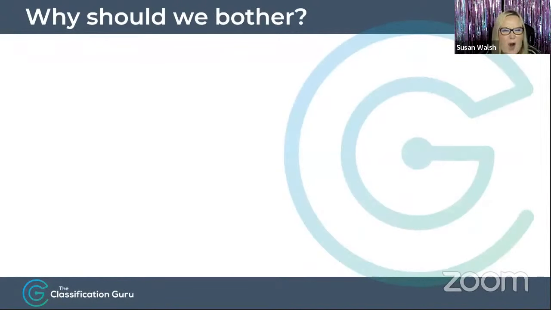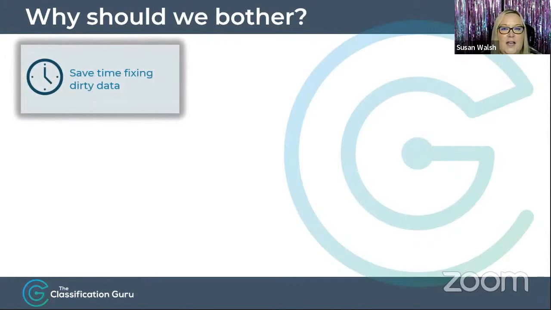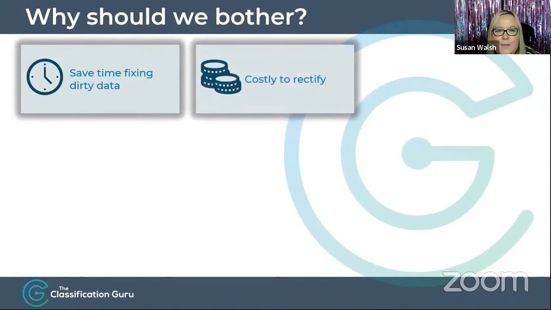So why should we even bother about this? I mean, isn't it someone else's problem? Well, first of all, it's going to save you time fixing dirty data, not just your colleagues, but you personally. It's going to make your life easier. It's going to be costly to rectify if it's wrong. Imagine you've built this wonderful new tool and you're running everything through and it's not working because the data wasn't clean when you put it in. You're going to have to start again or do a whole chunk of it all over. And that's going to cost a lot of money from a hardware or software perspective or a team hours perspective. And again, it's going to cost you time.